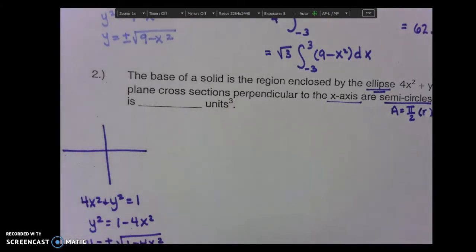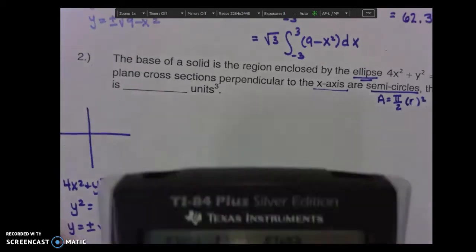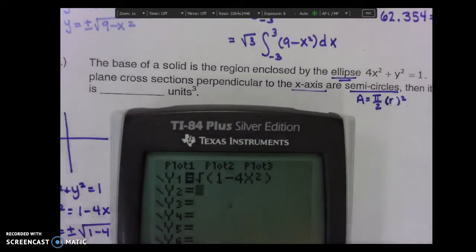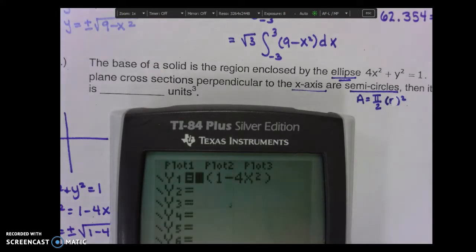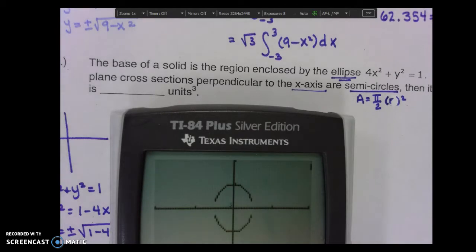We have a calculator, so we can easily put this into my graphing calculator so I can see what it looks like. There's going to be the top of my ellipse. If I want the other half of my ellipse, I've got to put the other half of the equation into the graphing calculator. There is no other way. And I graph, and we can see it.